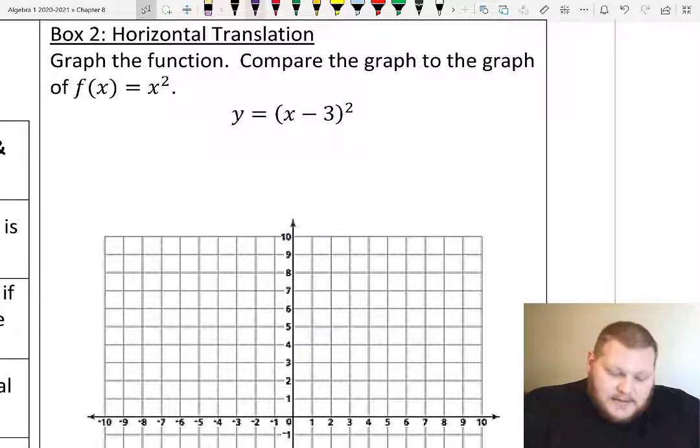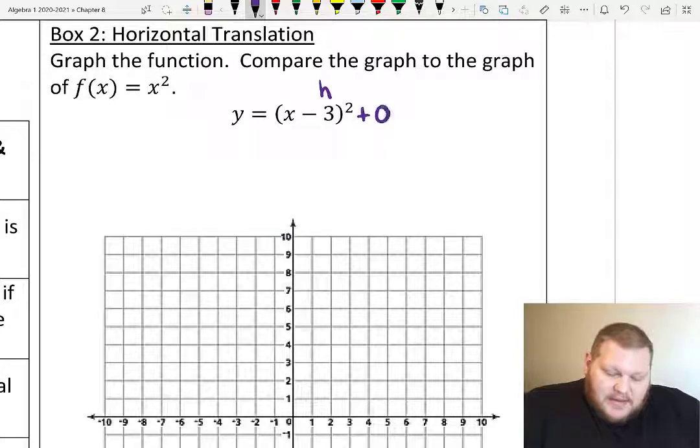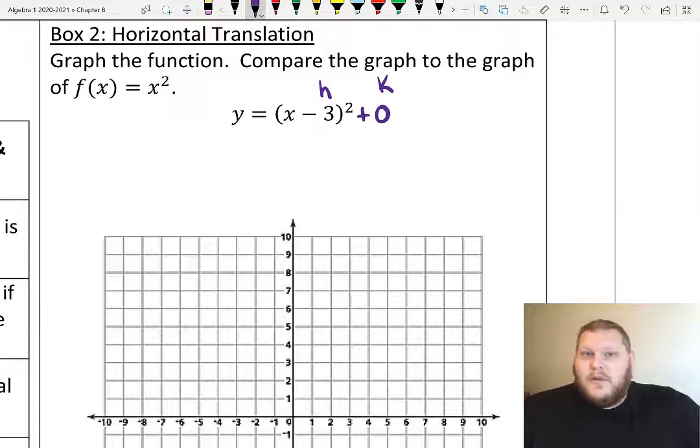So in this case, if I'm relating it back to what we were just looking at with our H and our K values, I'm having 3 subtracted inside my parenthesis, which tells me my H value is 3. I don't see anything for a K value. I don't see anything added or subtracted after my parenthesis.